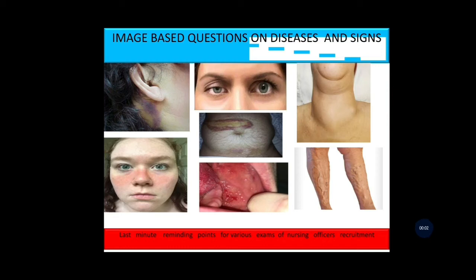Hi friends, today we'll see some of the image-based questions on diseases and signs, which are related to medical surgical nursing. These questions are very important from the exam point of view, and these are the last-minute remaining points for various nursing officer recruitment exams.